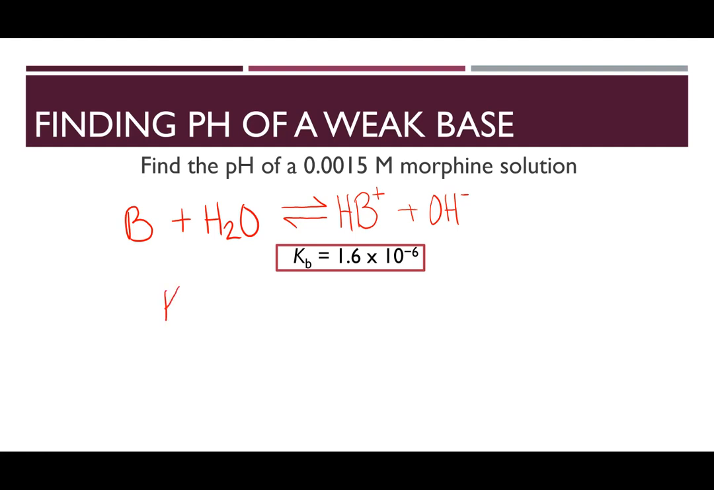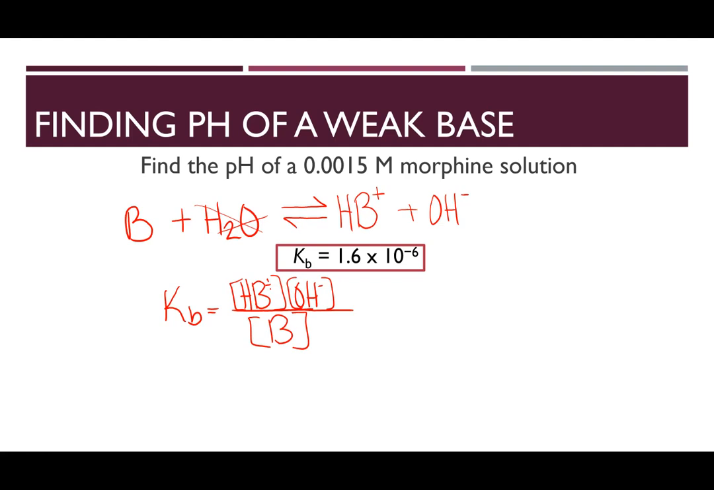Now we can draw the equation for Kb. So again, it's just the concentration of products over the concentration of reactants. So our products are going to be HB+ and OH minus. And then again, water is a liquid, not included in our K equation. And then just the base on the bottom. Okay.